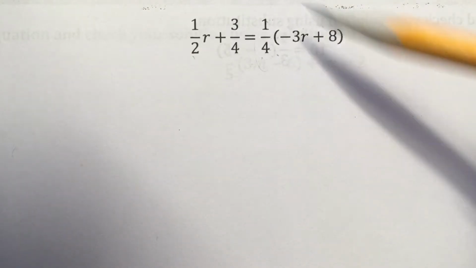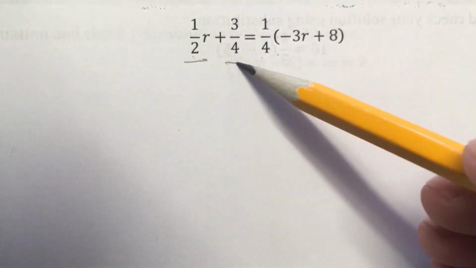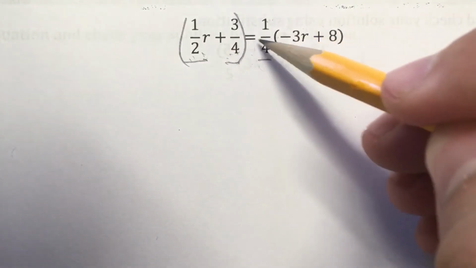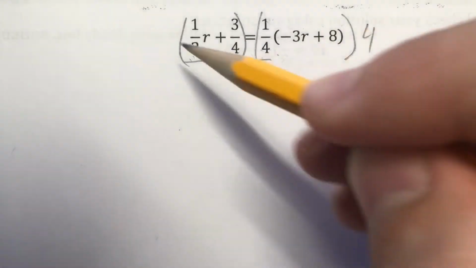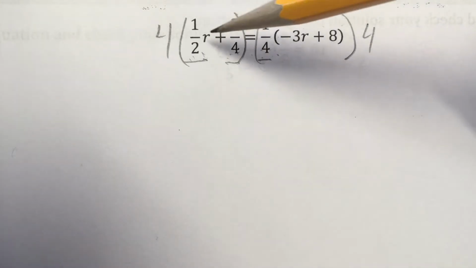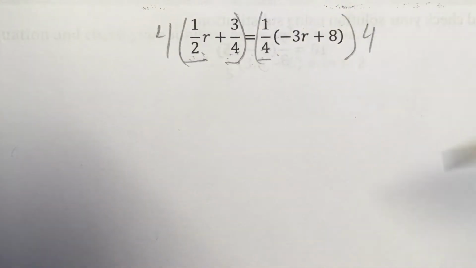So I need to multiply by the common multiple of each of these denominators. So I have a 2, a 4, and another 4. The common multiple of each of these numbers is 4. So I'm going to multiply both sides of my equation by 4. Because remember, anything we do to one side, you have to do to the other.